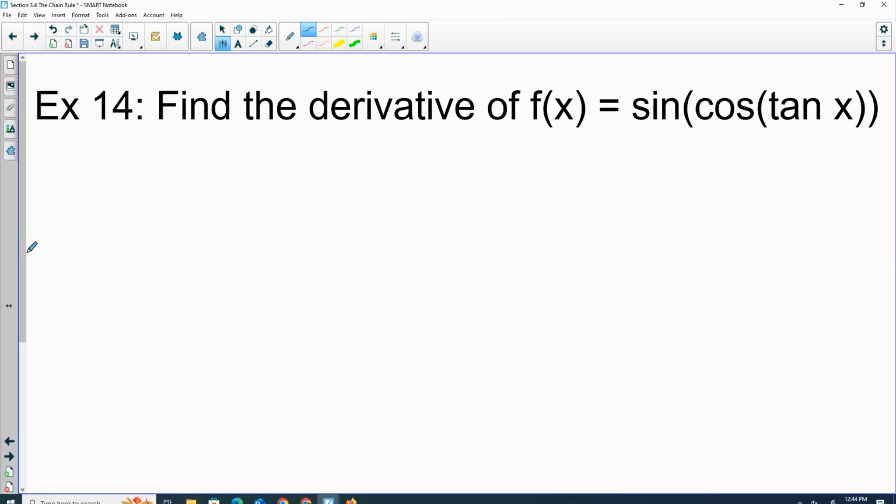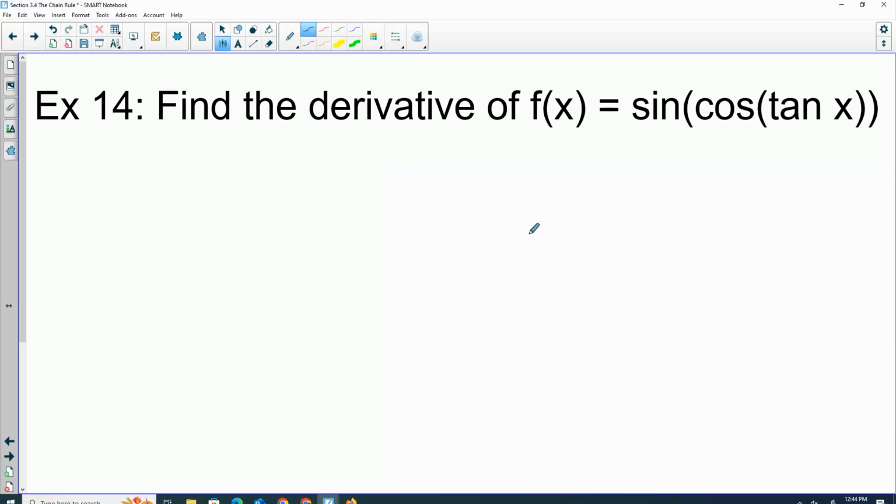But we are just practicing our chain rule now. So let's look at this one. Can we simplify first? Nope, because it's not sine times cosine. It's sine of cosine of tangent. So this is a composition.